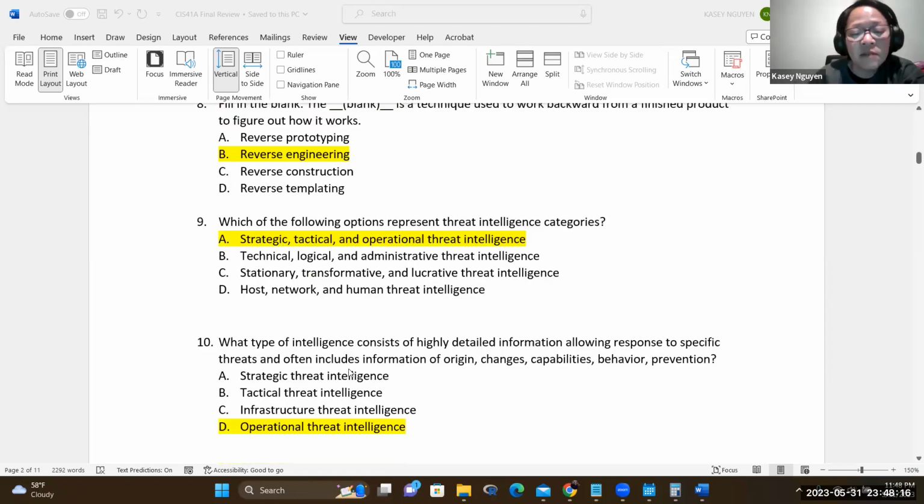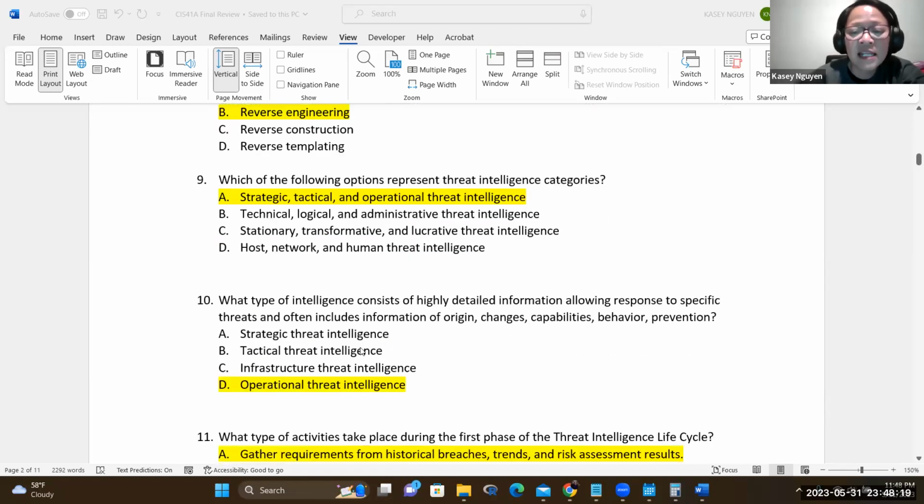Question 10. What type of intelligence consists of highly detailed information allowing response to specific threat and often includes the origin, changes, capabilities, behavior, and prevention? And that's option D, operational threat intelligence. So with operational threat intelligence, we're looking at how data or system configuration could be changed, how it's behaving, and sometimes that could be impacted by malware or attacks.